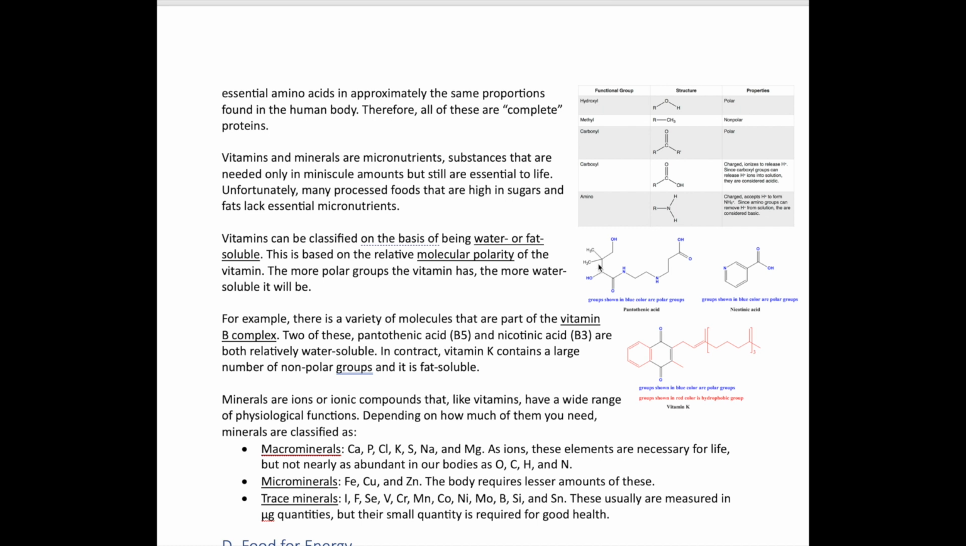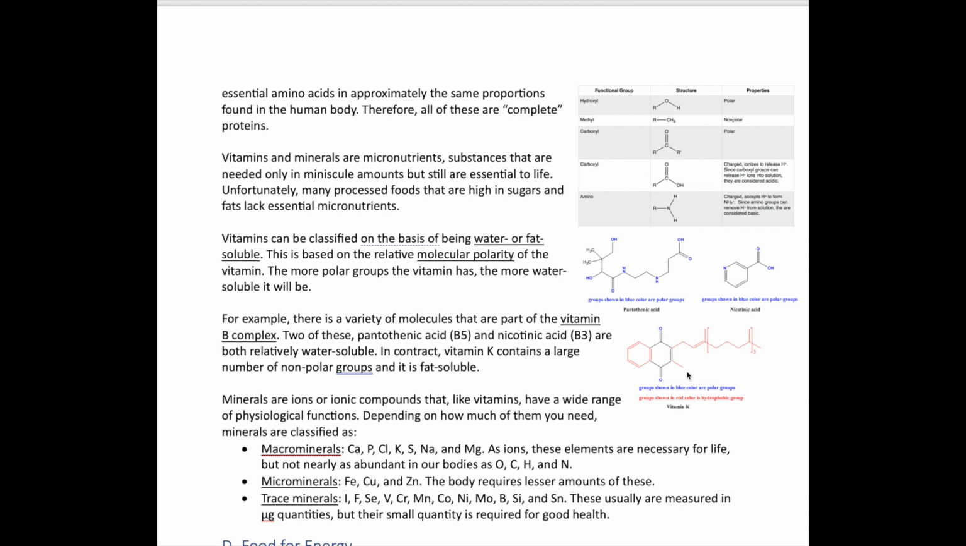If you see a lot of polar groups in the structure, so for example, here I'm showing you two different types of vitamin B. So vitamin B is a complex of vitamins that has a lot of members in them. These are just two of them. Vitamin B5, which is called pantothenic acid, and then vitamin B3, which is called nicotinic acid. You can see that there's combination of polar and nonpolar groups. So the black part here is the nonpolar portion, and then the blue parts are the polar portion. There's enough of the polar portion to make this a water-soluble vitamin. Same thing with this one right here.